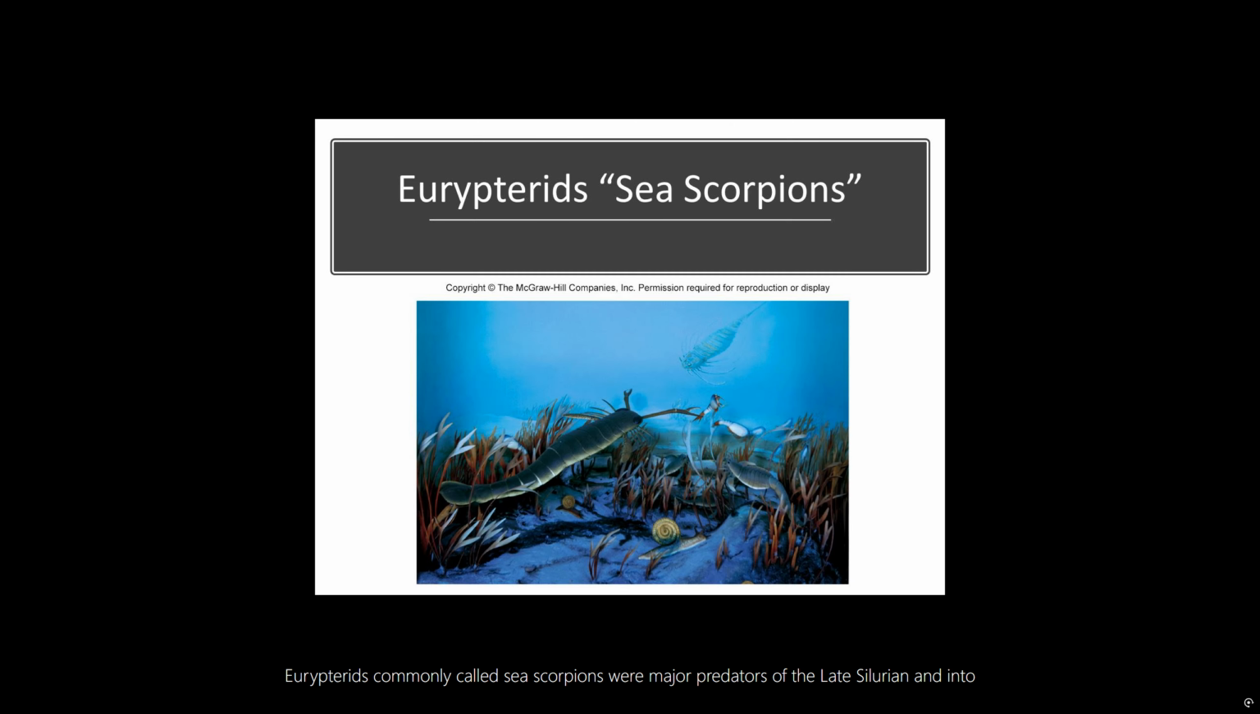Eurypterids, commonly called sea scorpions, were major predators of the late Silurian and into the Devonian. They belonged to the phylum Arthropoda, and some of them grew quite large.